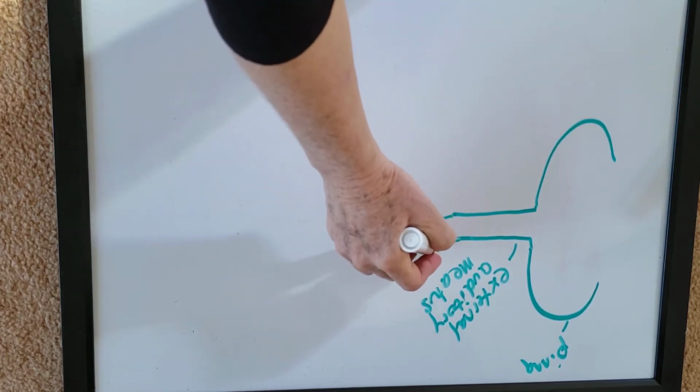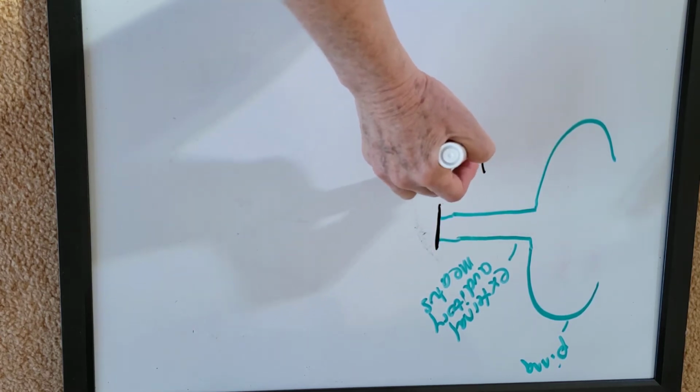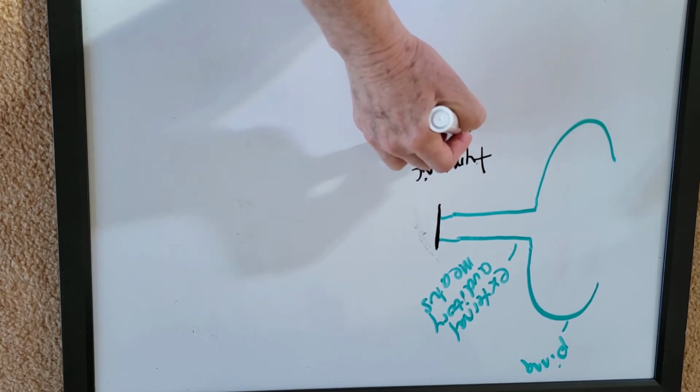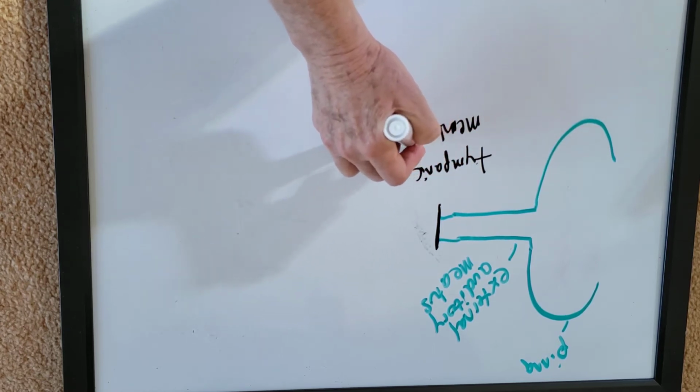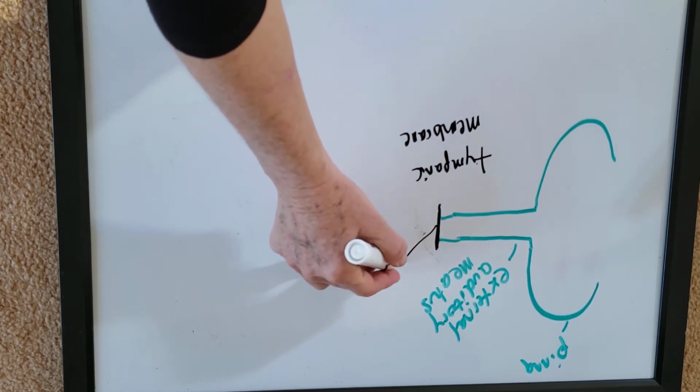The next part of the ear is the middle ear. The middle ear begins with the tympanic membrane. You also know that as your eardrum. And the tympanic membrane connects to the three auditory ossicles.